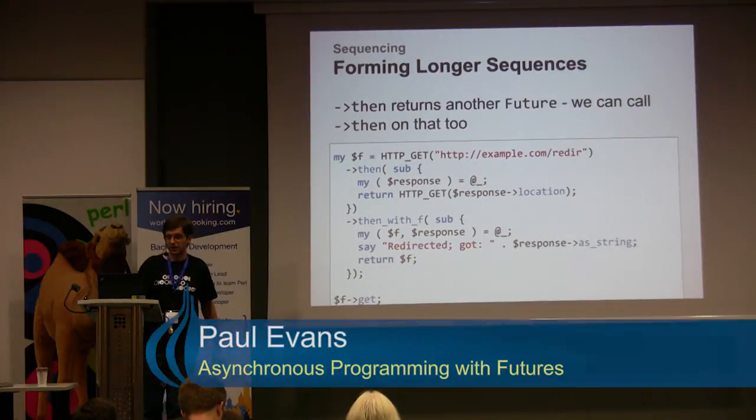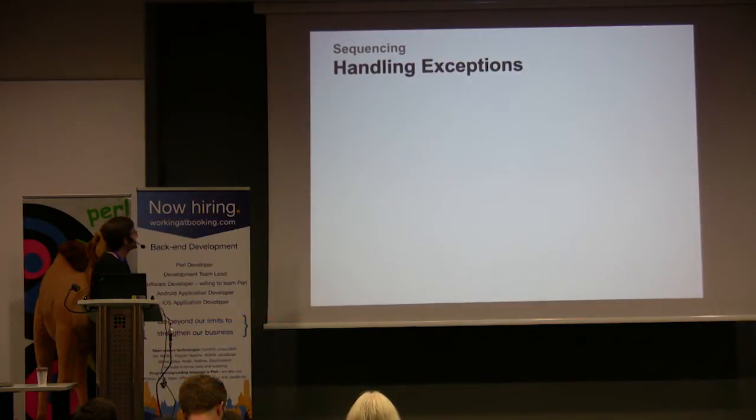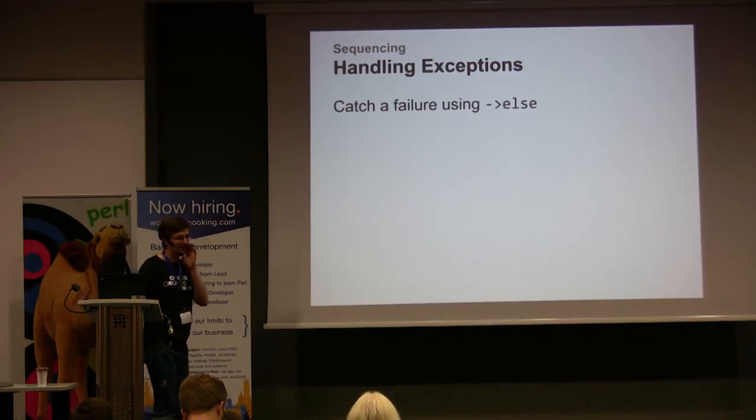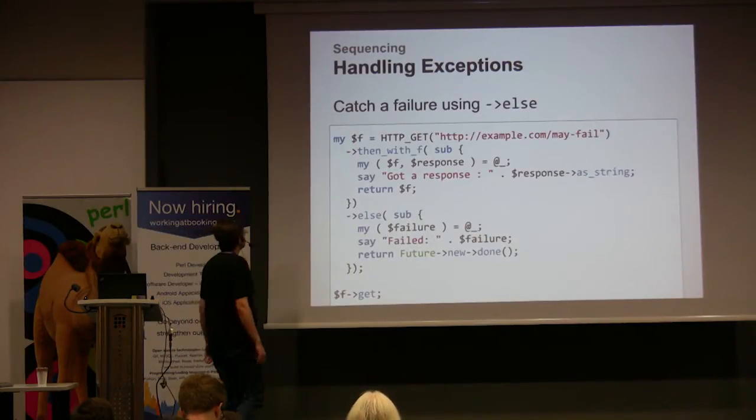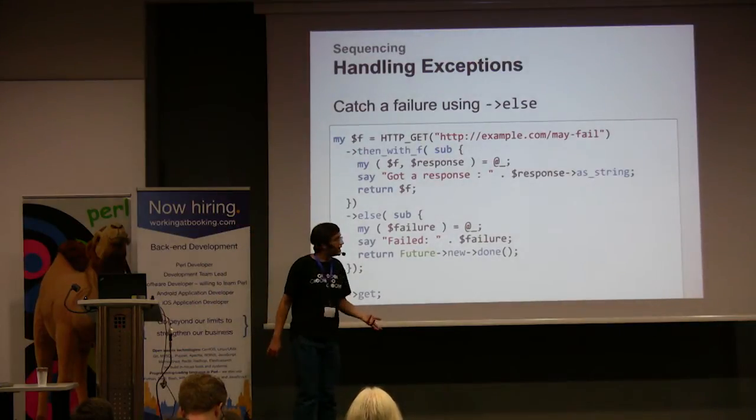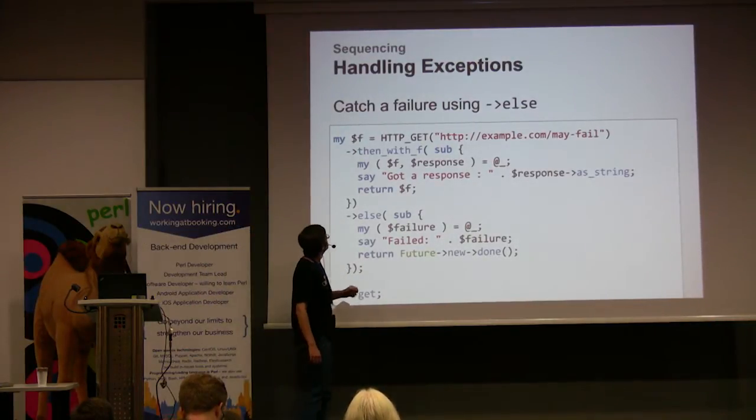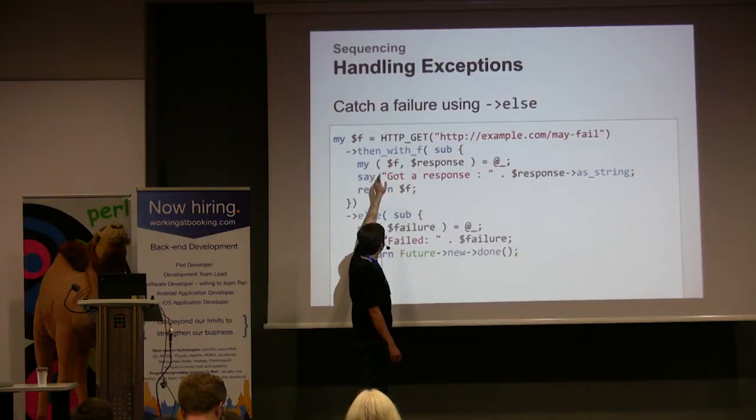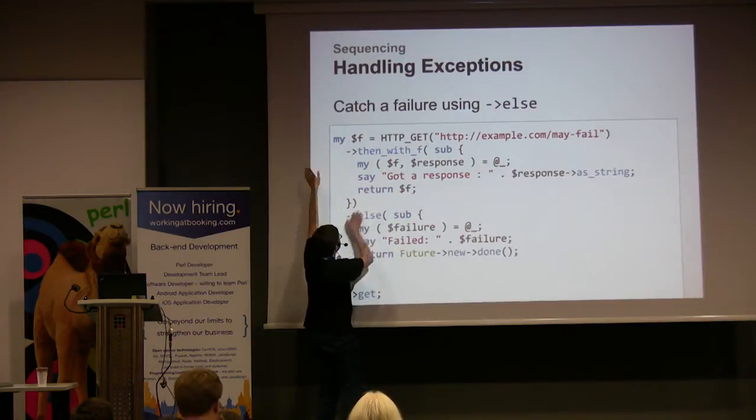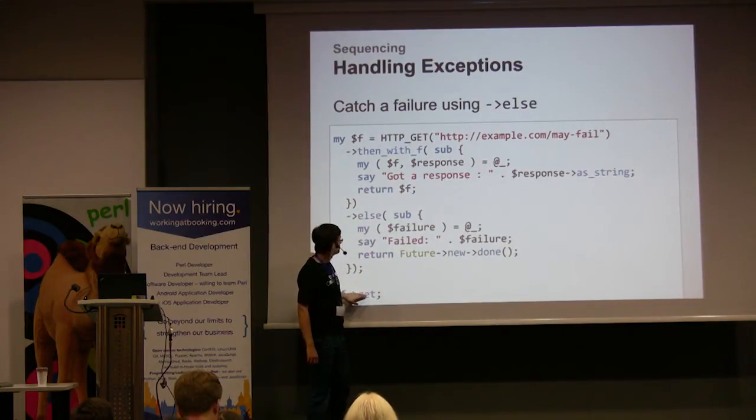And that's quite nice. So how does this work with failures or exceptions? That might be a hint. There's this method called else. And else is the opposite of then, as any basic programmer will tell you. So we have this future here, and we say, well, try to get that. If we get that, try and do this other thing. But if that whole thing fails, call this instead.